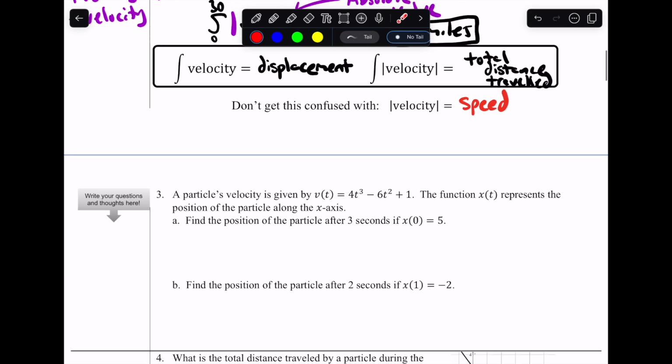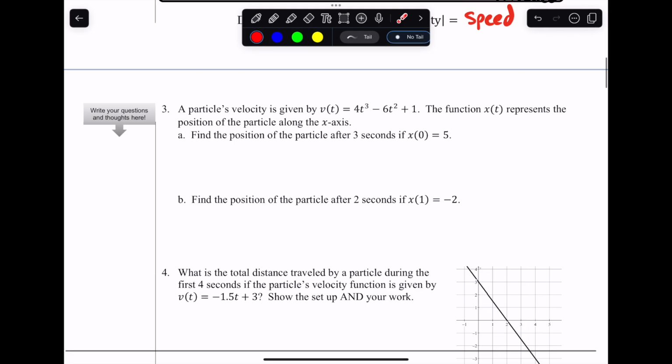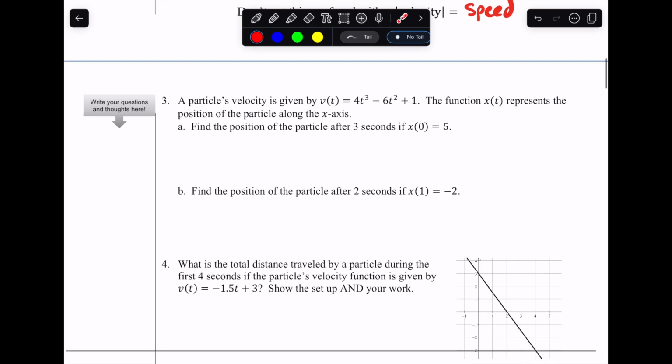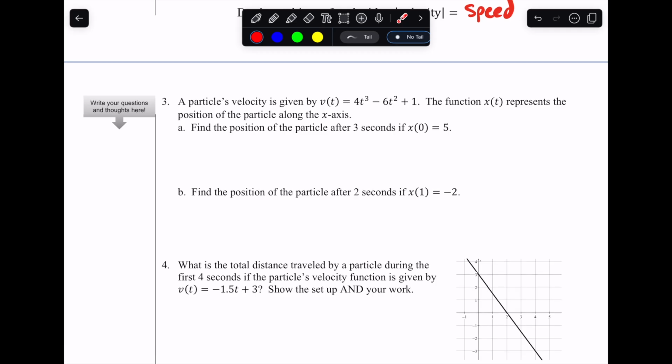Let's take a look at problem number 3. A particle's velocity is given by v of t is equal to 4t cubed minus 6t squared plus 1. The function x of t represents the position of the particle along the x-axis. They want us to find the position of the particle after 3 seconds if x of 0 is equal to 5. And then for part B, finding the position of the particle after 2 seconds if x of 1 is equal to negative 2.